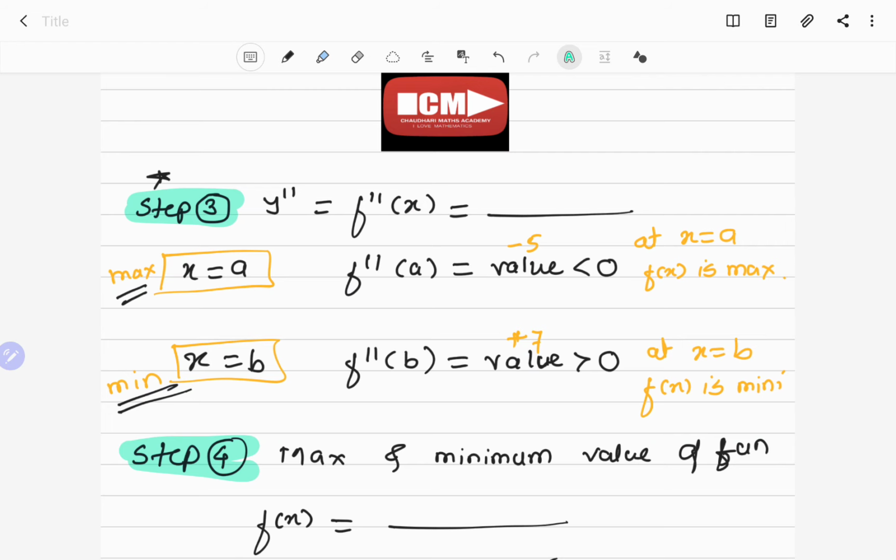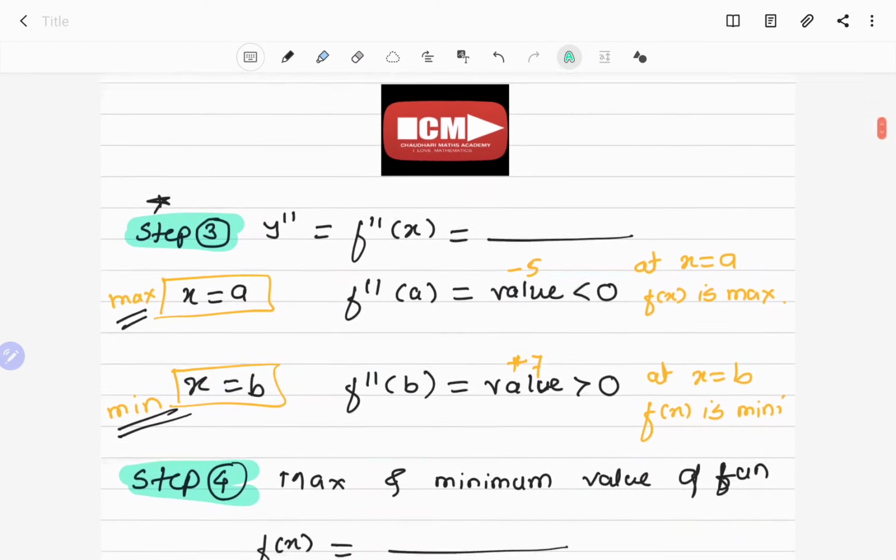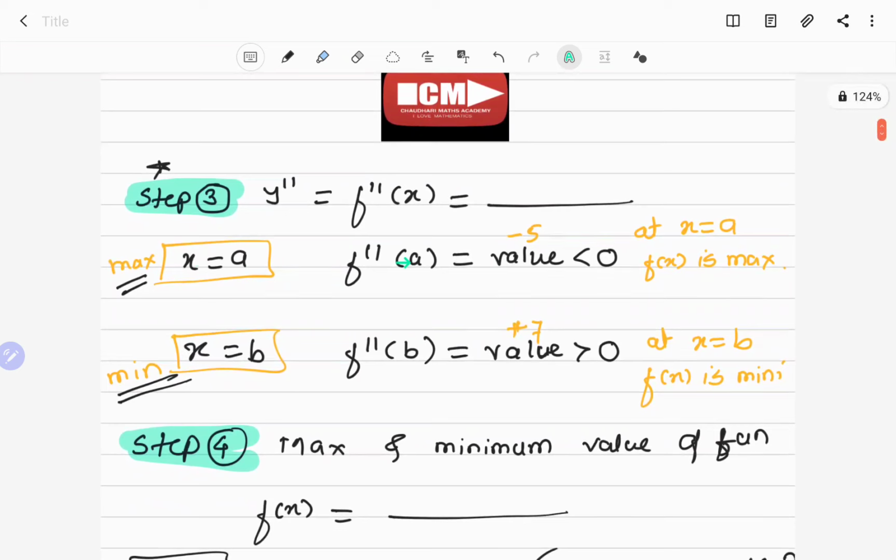And in that second derivative, substitute these two values of x. So substitute x equal to a in the second derivative, and also substitute x equal to b in the second derivative, and observe the final answer for the derivative. This is just for the sake of understanding. I assume, let's say for x equal to a, the second derivative value is negative. So friends, if the second derivative is negative, then a maxima occurs at x equal to a.